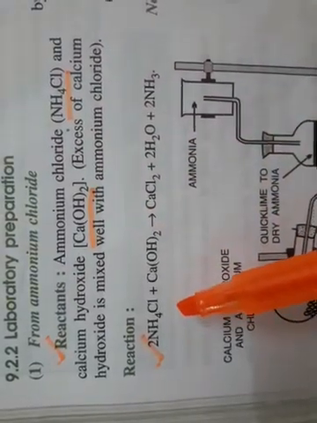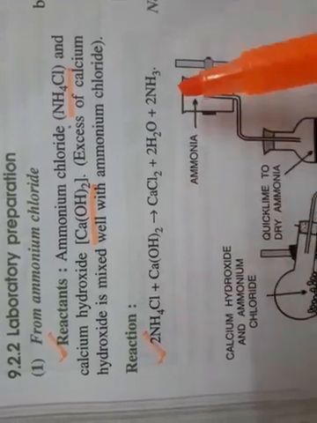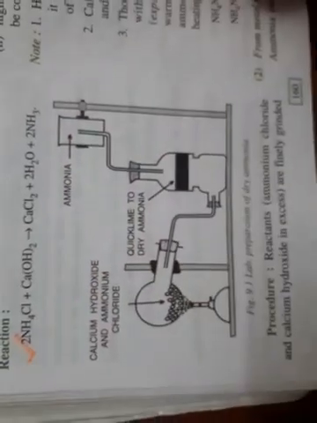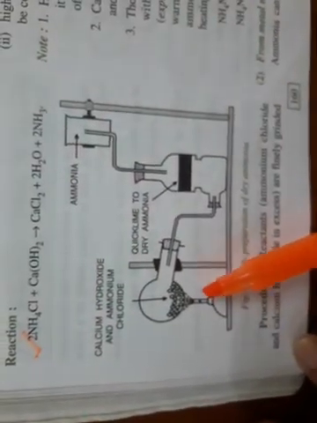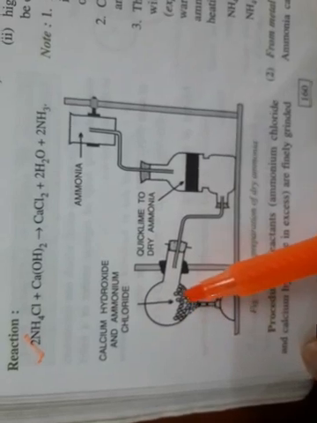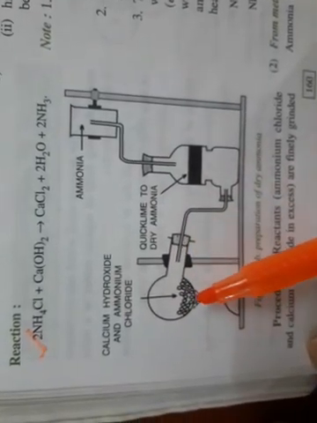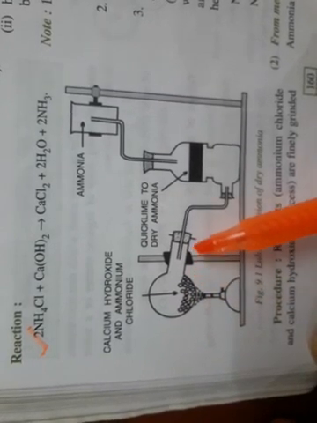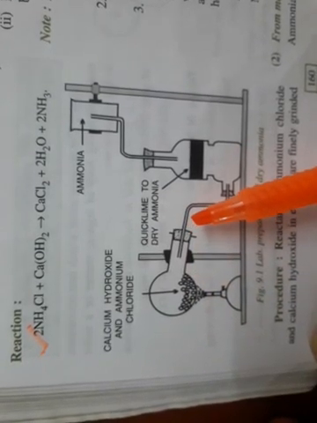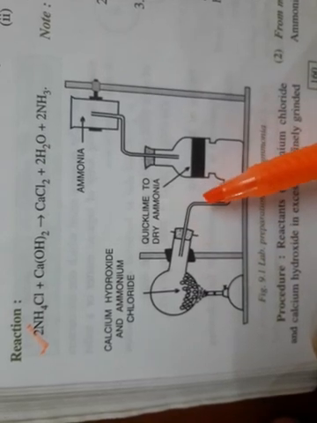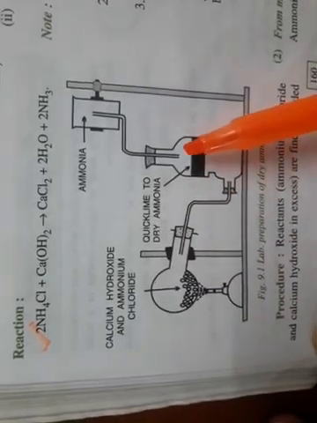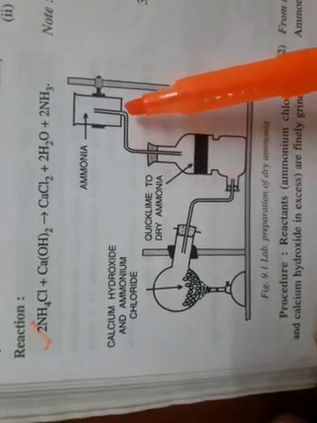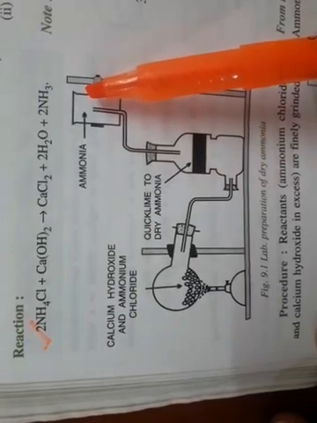The reaction is as shown here. Have a look at the diagram. You see here, this is a round bottom flask. You have the mixture of the reactants. The flask is kept tilted. There is a reason why. Then this is the drying tower where there is presence of quicklime, and this is how ammonia gas is collected.